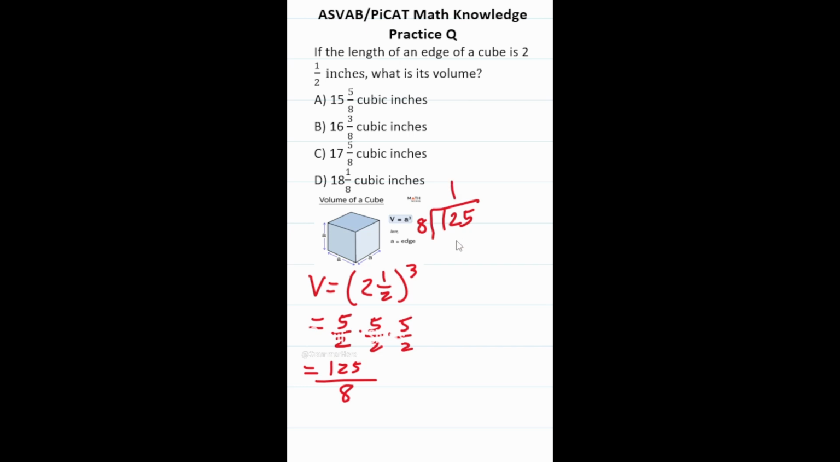8 goes into 12 one time without going over. 12 minus 8 is 4. Drop down this 5, of course. 8 goes into 45 5 times without going over, given that 8 times 5 is 40 with a remainder of 5. So this is going to be 15. This is going to be our numerator, and this is going to be our denominator. So this one is clearly A, 15 and 5/8.